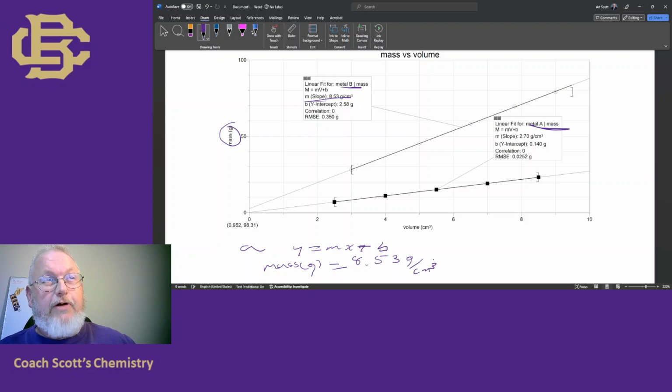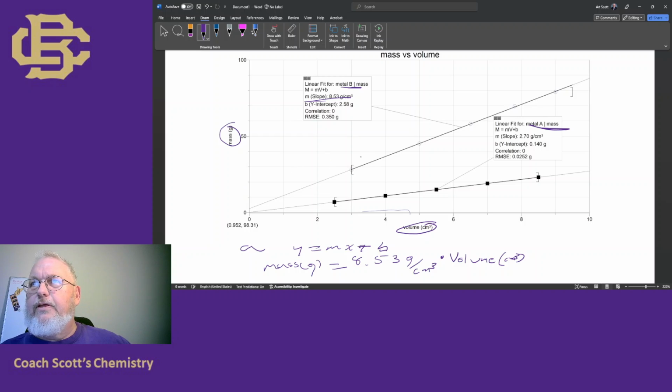This is a really good graph from Logger Pro. It does what you need it to do. All right, what's my x? Well, what's my x-axis? It's the volume. If you gave me VOL, I'd be okay with that, but volume. Write that down, volume. And I like units, so I'm going to put cubic centimeters.